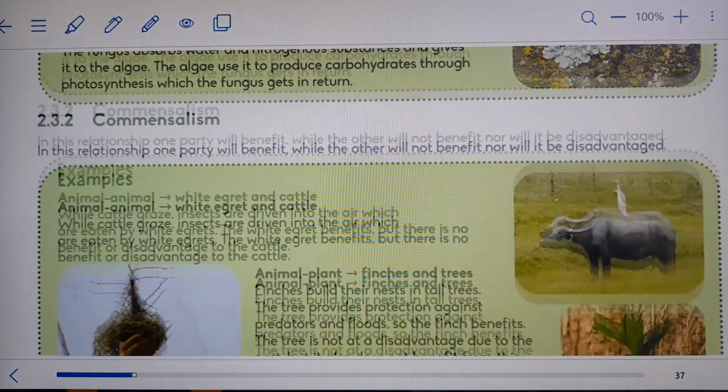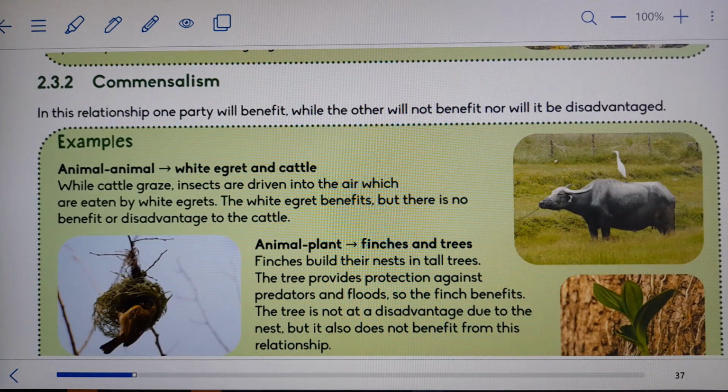This is quite interesting. The second type of interdependency that we are going to look at is commensalism. In this relationship, one party will benefit while the other will not benefit, nor will it be disadvantaged. Please get this clear. Only one party benefits. The other will not benefit. However, it will also not be disadvantaged. That is commensalism.